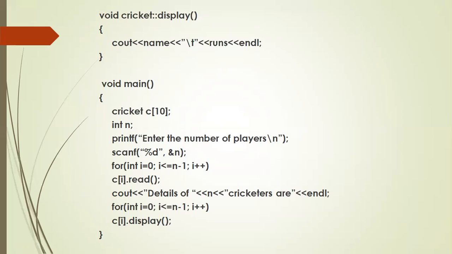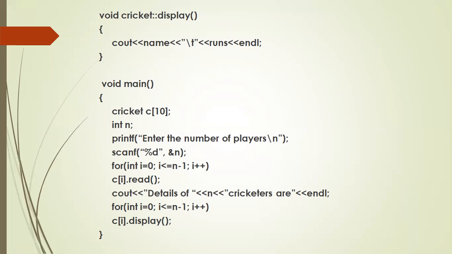Next, in void main, Cricket C[10]. Then what happens is, it's an array of how many elements? 10 elements, where each element is what? Object of which class? Cricket class. C[0] is the first object, C[1] is the second object, like that. C[9] is the tenth object. So altogether we have 10 different objects.